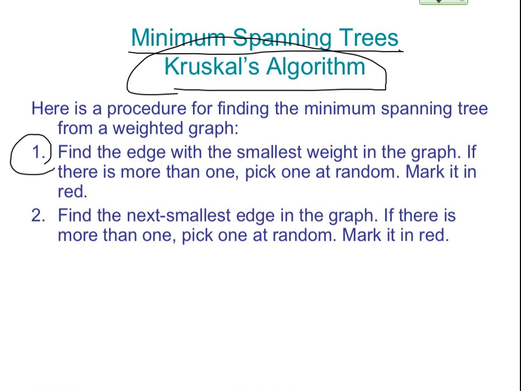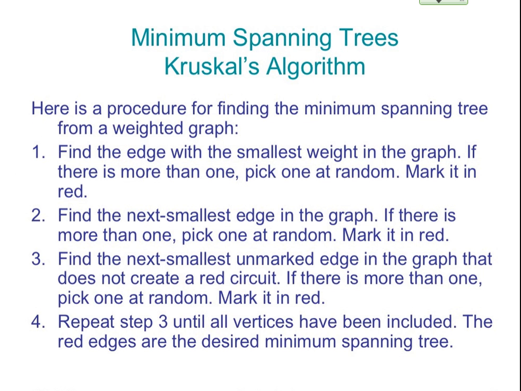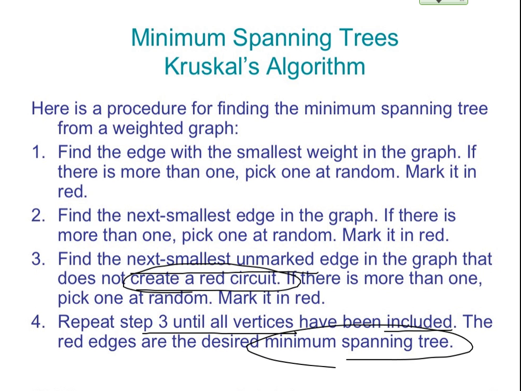First thing you want to do is find the edge with the smallest weight. If there's more than one, pick one at random and mark it. Find the next smallest edge. It does not have to be connected or adjacent to the original edge. Mark that one. Keep finding the next smallest edge, but remember, we cannot create a circuit. Repeat until all vertices have been included, and then this will give us a minimum spanning tree.